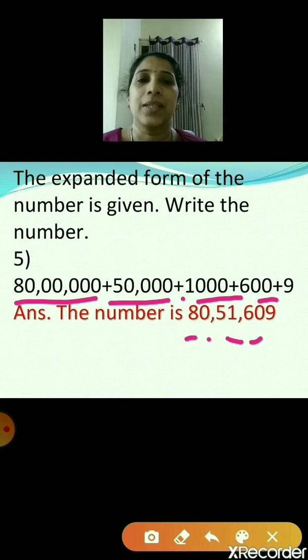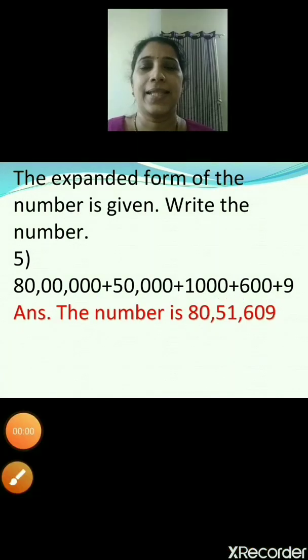Now you can see the next digit is 9. So between 100 and units there is no tens. So you will put a 0 over here. Right children? And then 9, it is in the units place. So it will come as it is. So what is your number? 80,51,609. What is the number children? 80,51,609.